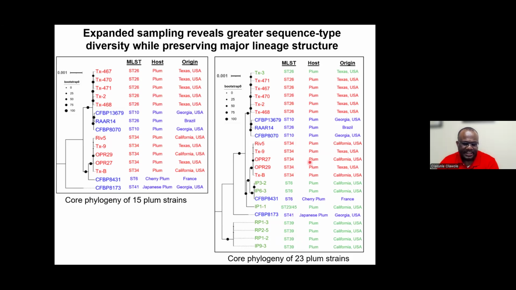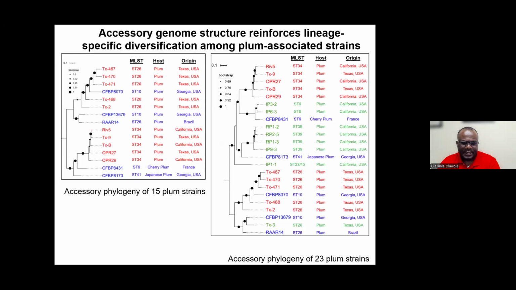consistently remain separate lineages. And the additional Texas strain that we added also clustered with the ST26. And again, remember this ST26 lineage was isolated from agricultural plants, and all of the California strains were isolated from ornamental plants. Also, let's ask whether the expanded sequence type diversity observed in the core genome was also reflected in the accessory genome composition.